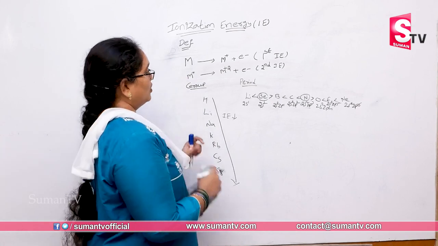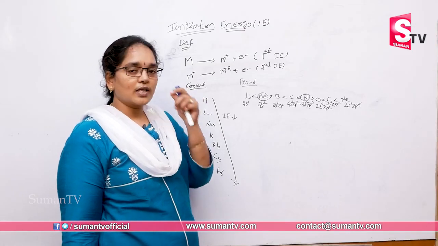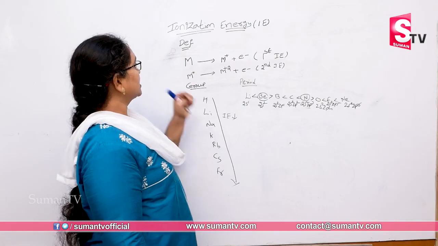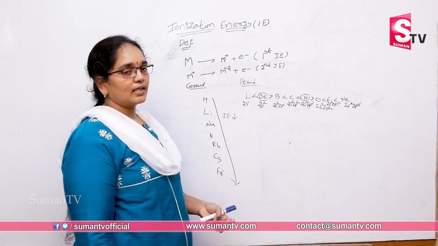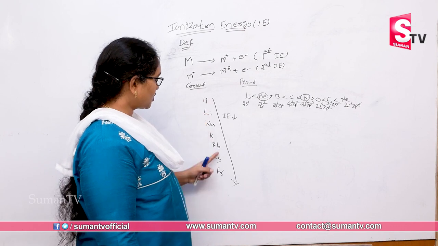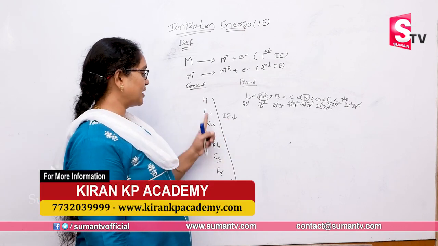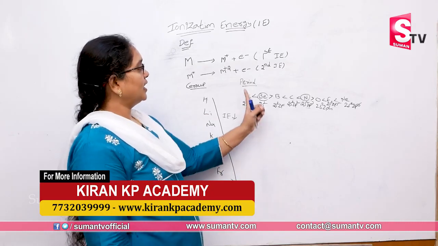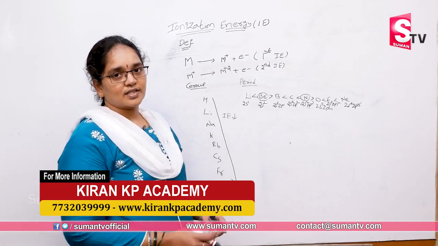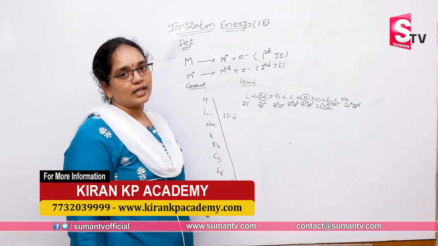So what is ionization energy? It is the energy required to remove an electron from an isolated gaseous neutral atom. Ionization energy is measured in electron volts. In a group, from top to bottom, ionization energy decreases as a result of the increase in atomic radius. In a period, from left to right, ionization energy values increase due to the decrease in atomic radius.